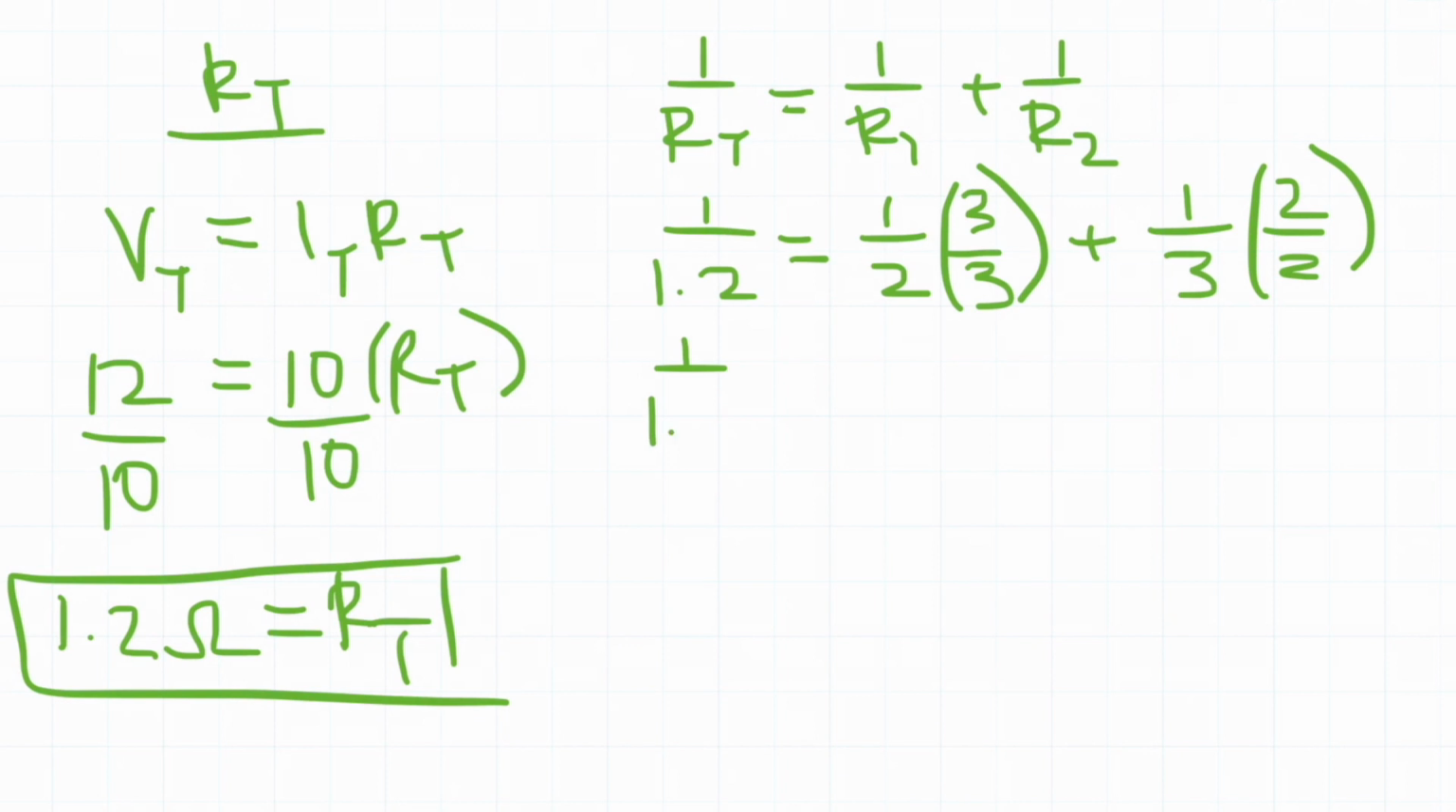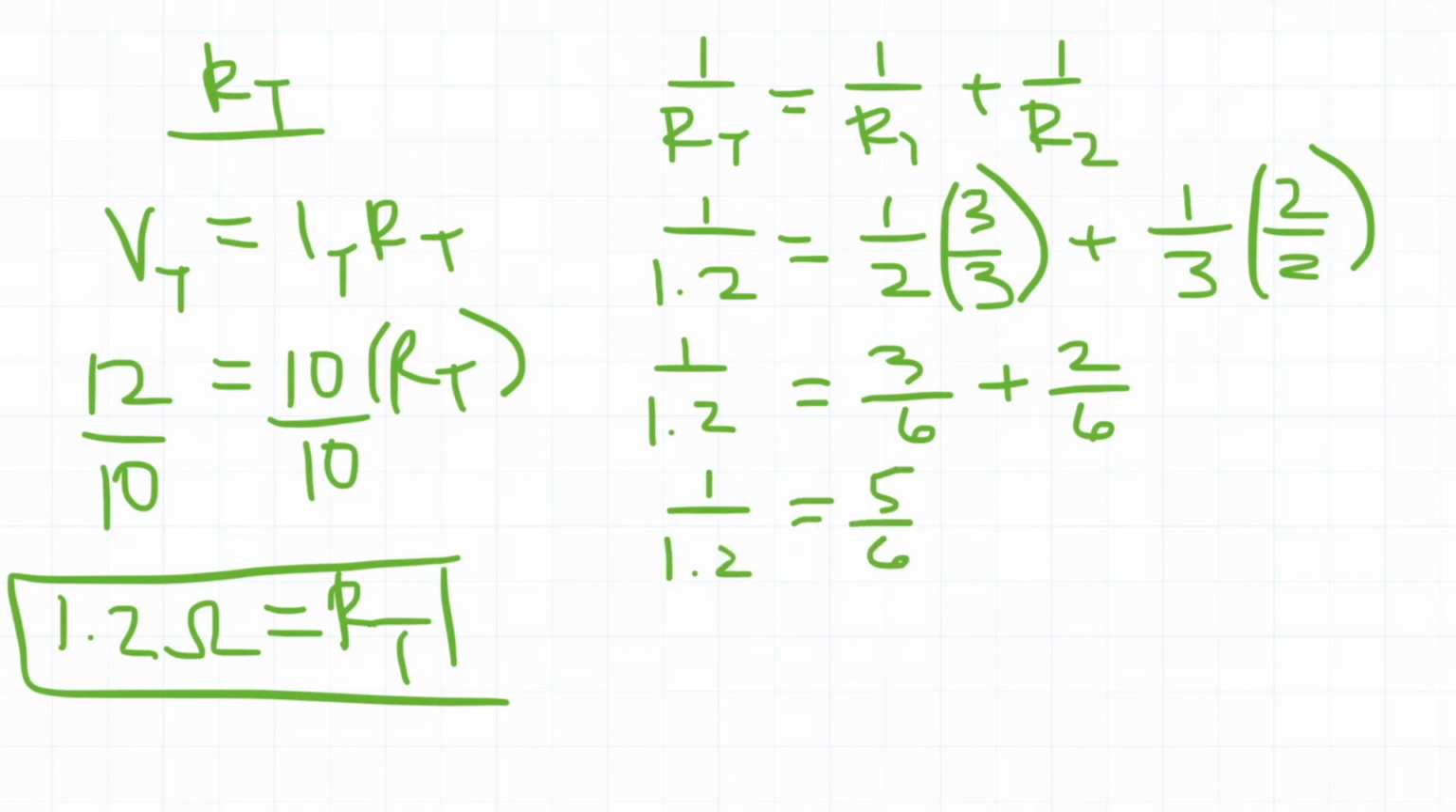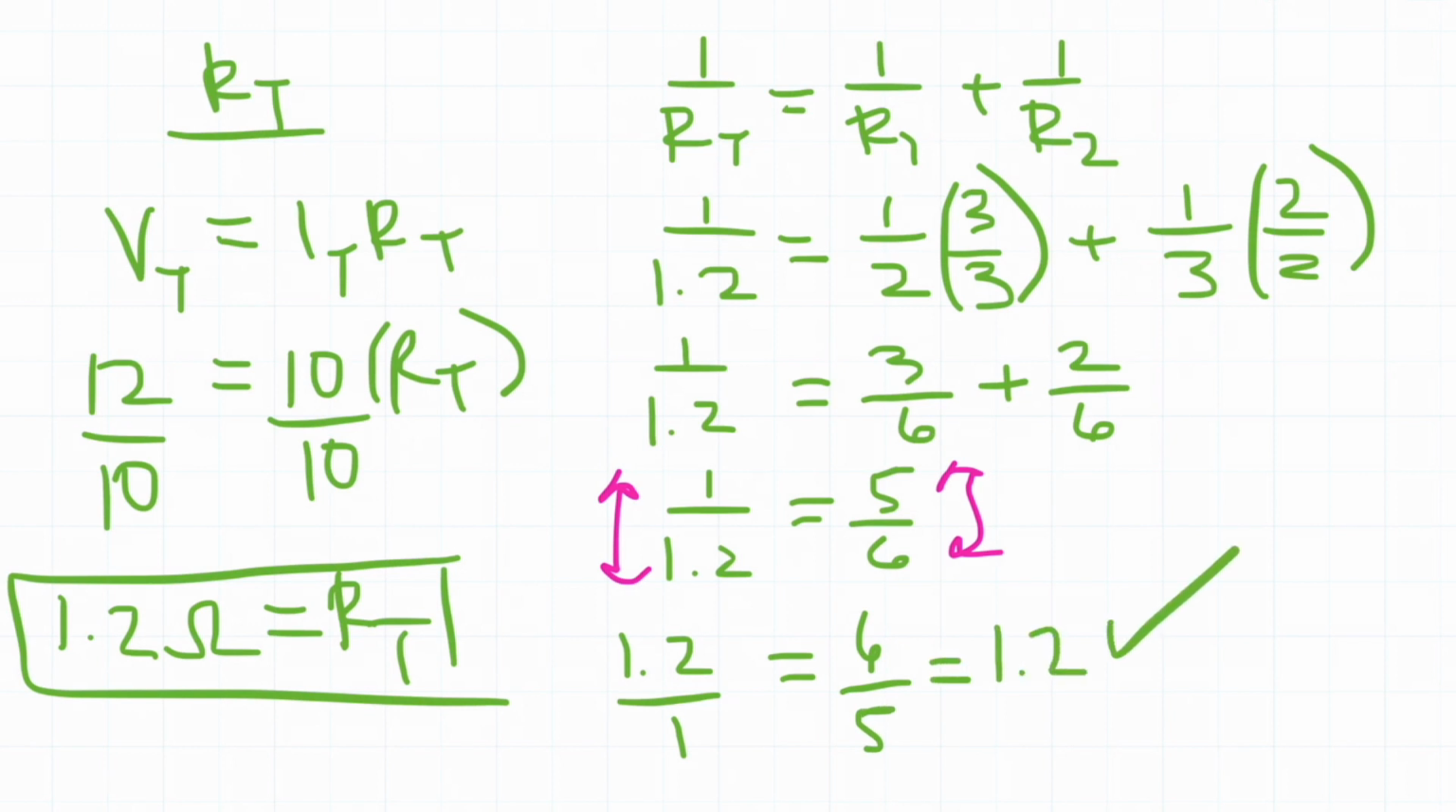So we have 1 over 1.2 is equal to 3 over 6 plus 2 over 6. 1 over 1.2 is equal to 5 over 6. Recall that this is actually the reciprocal, so let's go ahead and flip the fractions. So we have 1.2 over 1 is equal to 6 over 5. 6 over 5 is actually 1.2, so the values do check out.